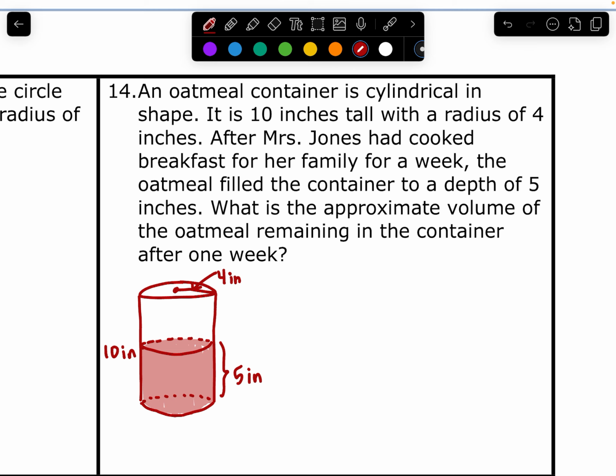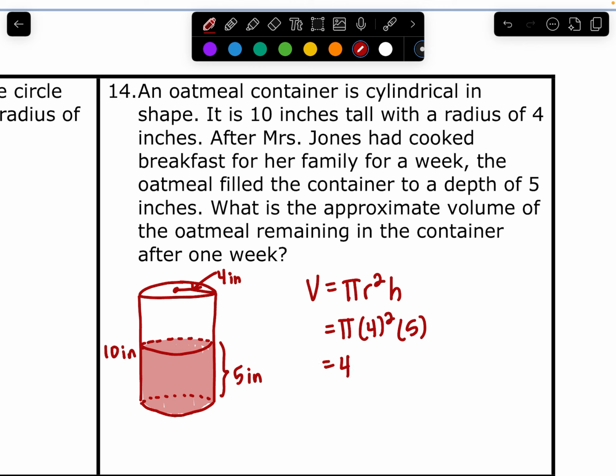All right, what's the approximate volume of the oatmeal remaining in the container? So we just want the volume of the 5-inch high oatmeal. The volume of a cylinder is pi r squared h. I lied to you, no, volume. We're doing volume, yeah, I was right. So the area of the base times the height, so that's going to be pi radius squared times the height.